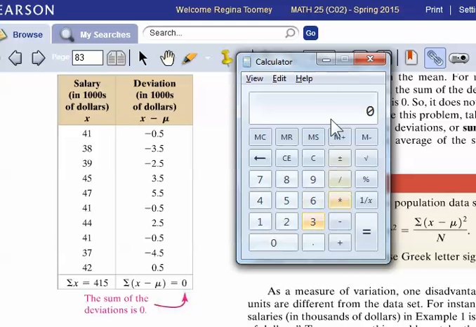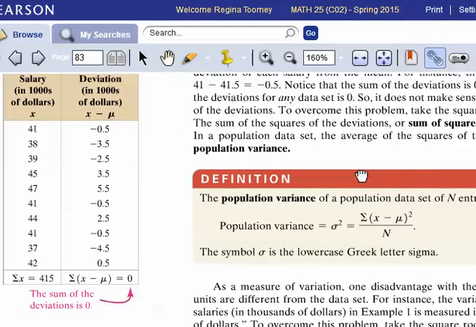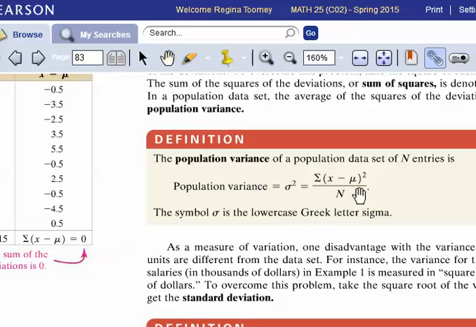So in the formula, knowing that that's the case, we wanted to find out what the average was with this trick. We square each of those deviations before we do anything. So instead of using negative 0.5, I'm going to take negative 5/10 times negative 5/10, which will make it positive 25/100.